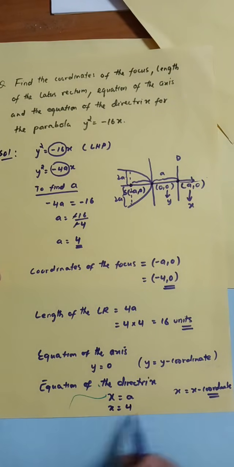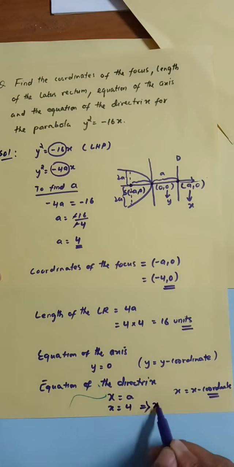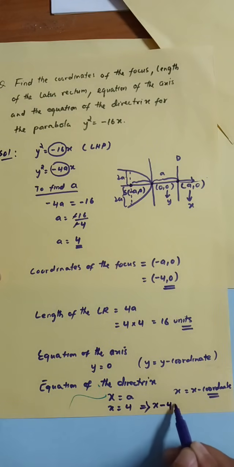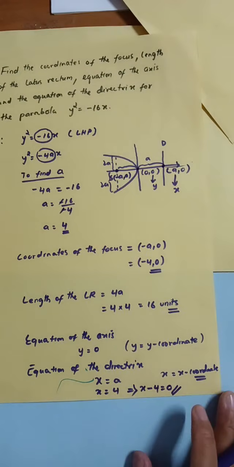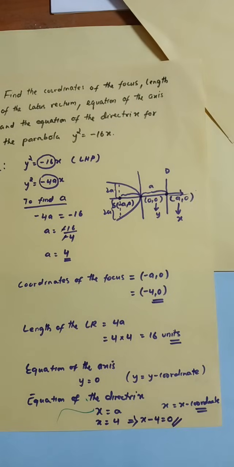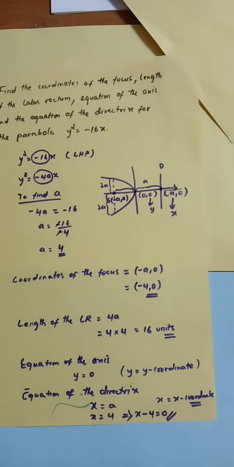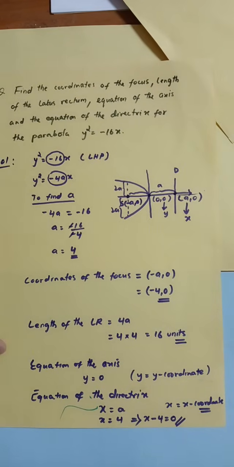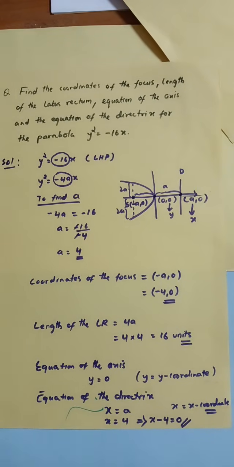If I bring this 4 to this side, positive 4 will become negative. You will get x minus 4 equal to 0 as the equation of your directrix. For this, the marks are a minimum of 3 marks and a maximum of 4 marks. So for 12 BMT this is important.